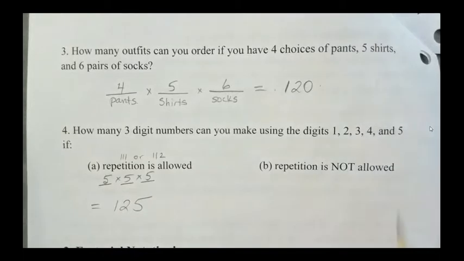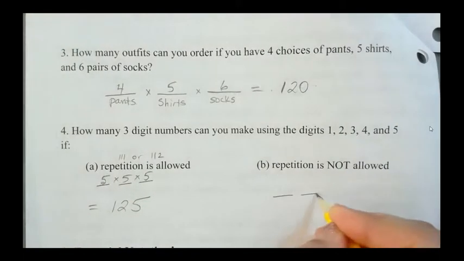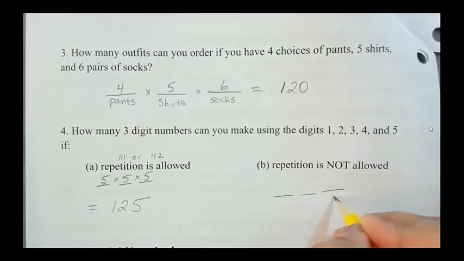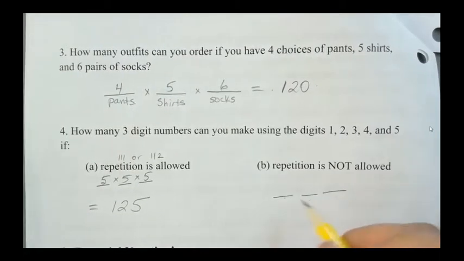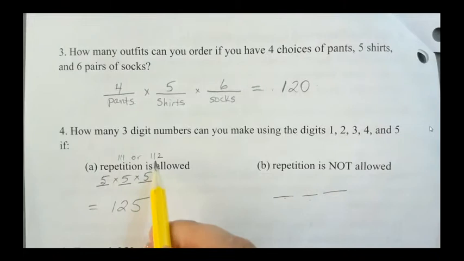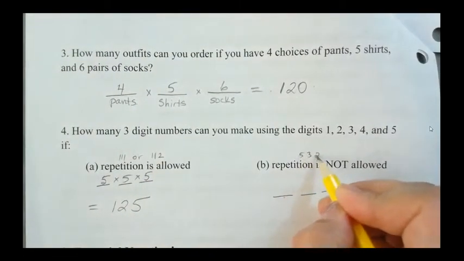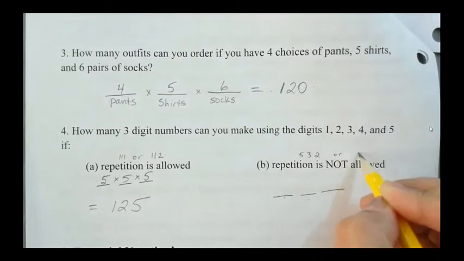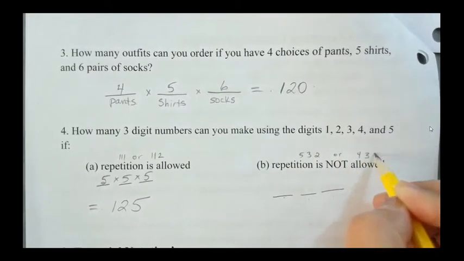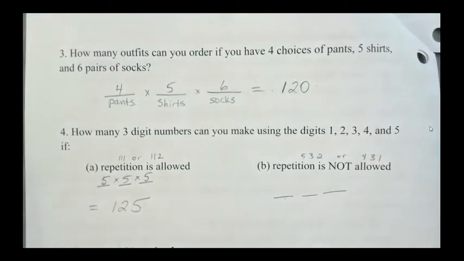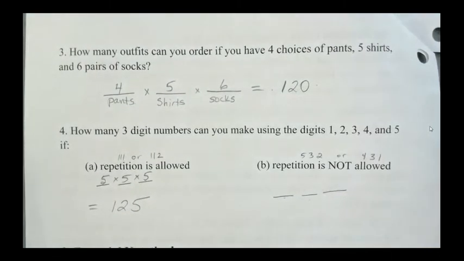Okay, so now if repetition is not allowed, so that means that each of these digits have to be different. So I cannot have 1, 1, 1 or 1, 1, 2, but I could have something like 5, 3, 2 or 4, 3, 1. But these digits cannot repeat. They have to be different.